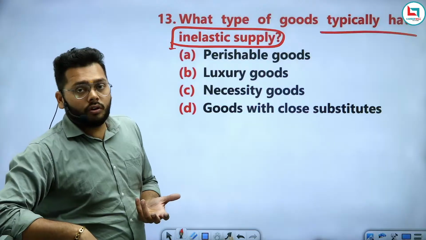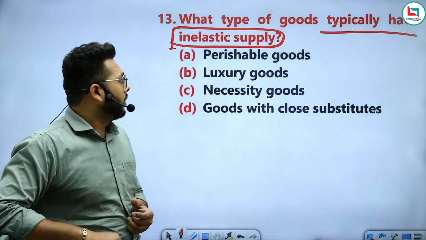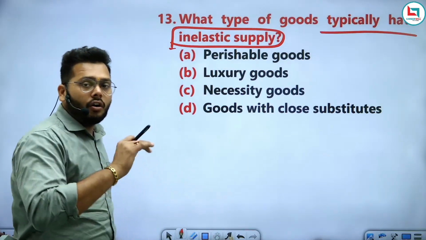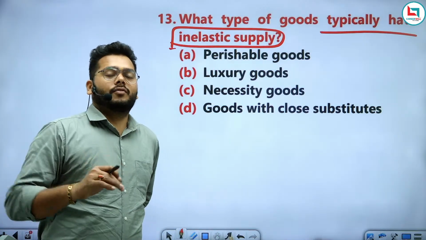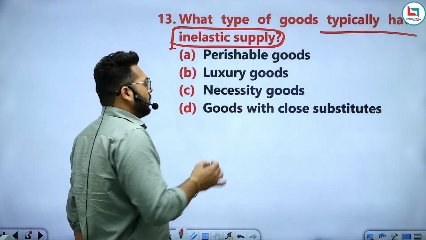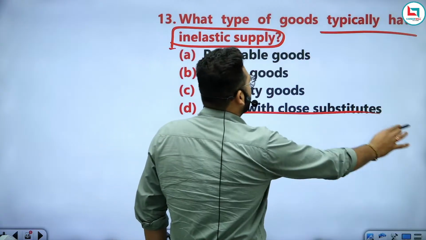Luxury goods, as you all know, are very expensive types of goods. Necessity goods are what a person needs, very necessary goods for that person. This is what necessity goods are, which directly satisfy human wants. Goods with close substitutes.